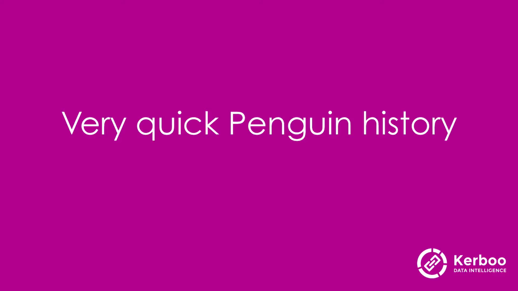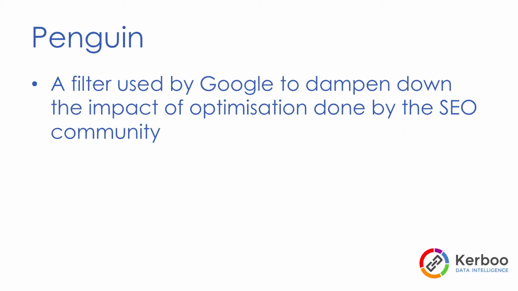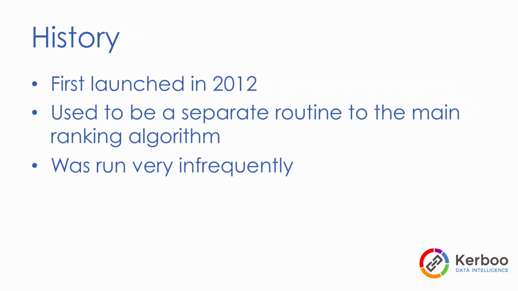So, very quick Penguin history for those that aren't that familiar with it. Penguin is a filter that Google used or still use to dampen down the impact of the optimization done by SEO companies. So it's designed to try and reduce the impact of manipulation, or optimization that people do to try and improve their rankings via SEO.